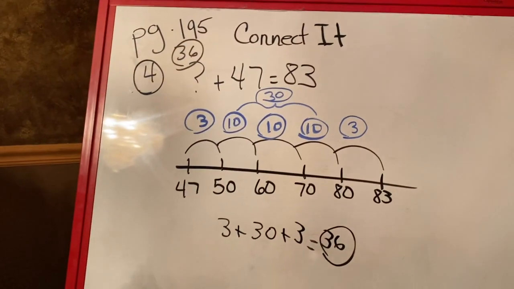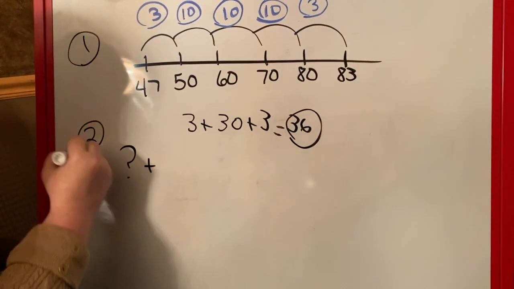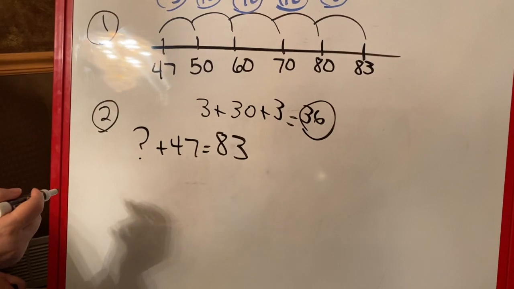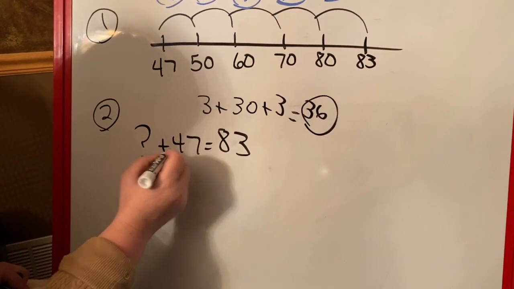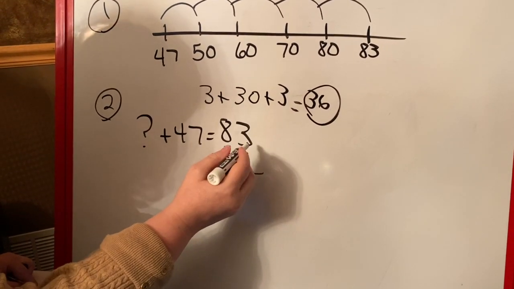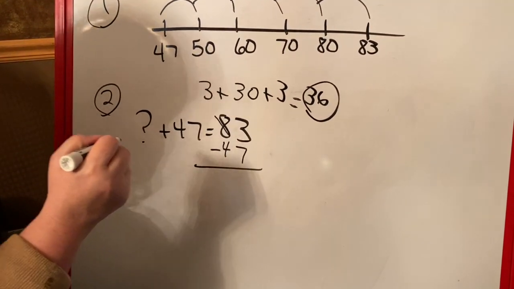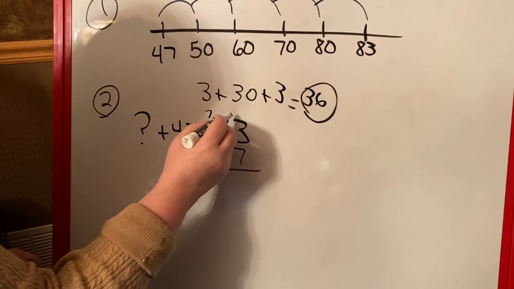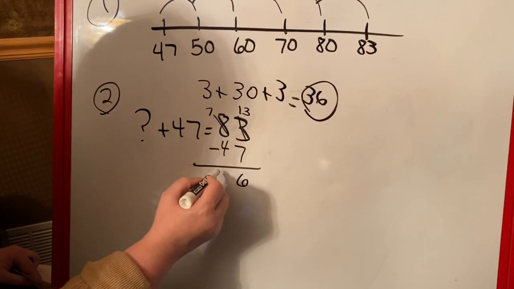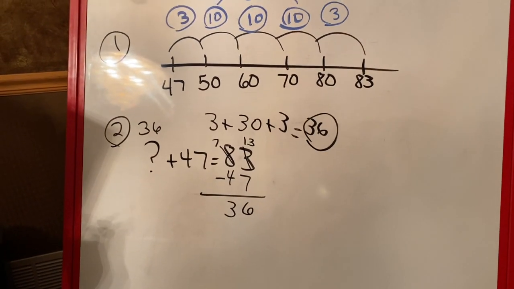Another way you could have found your missing addend, if you wrote your equation like this, was one way to do it. This was another way to do it. Question mark plus 47 equals 83. And what did I say? When we have a missing addend, what could you do? When it's addition, you do the opposite of addition and you do subtraction. I have 3. Can I take 7 away? No. So I go next to our number. Can I borrow 10 from you? Certainly. So he gives him 10. He becomes a 7. 10 plus 3 is 13. 13 minus 7 equals 6. 7 minus 4 equals 3. And your missing addend is 36. So that was number 4.